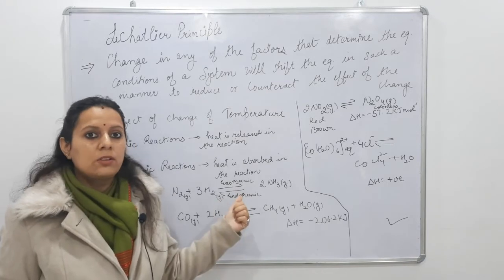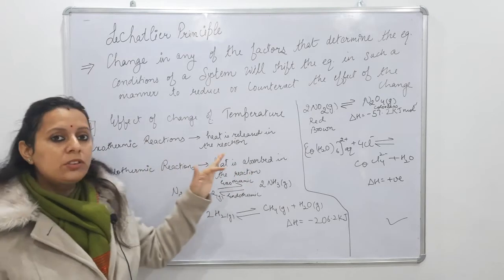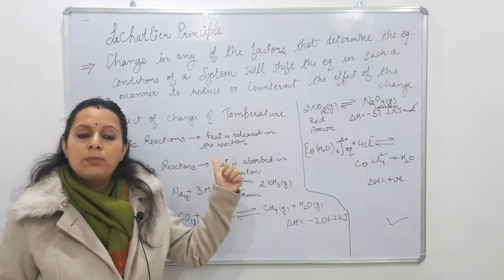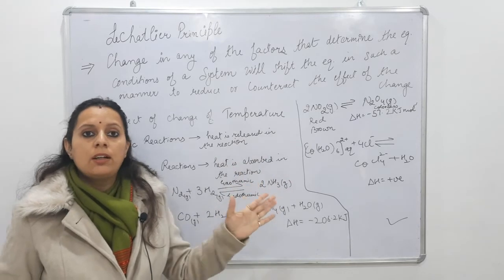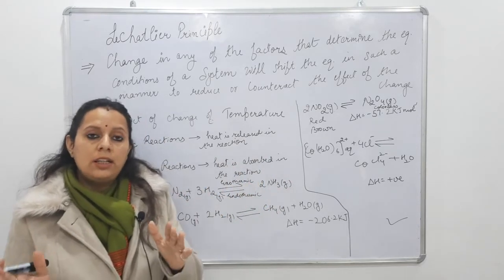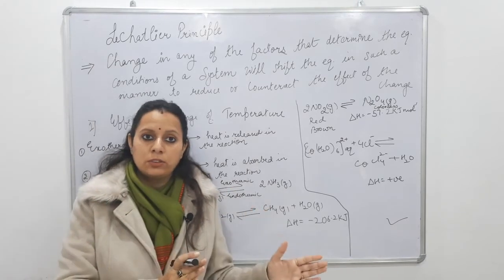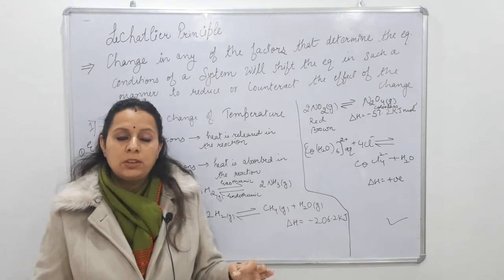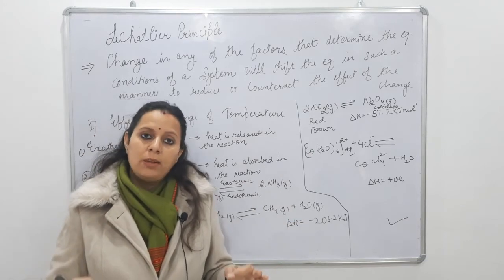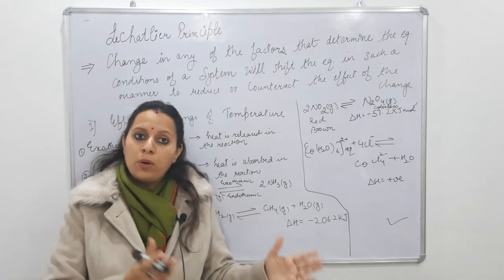So our next topic in Le Chatelier principle is effect of change of temperature. Previously we have studied the effect of change of concentration. We have studied that always the change in equilibrium will take place from higher concentration to the lower concentration. In the same way, if we are changing the temperature, then equilibrium will shift from higher temperature to the lower temperature.